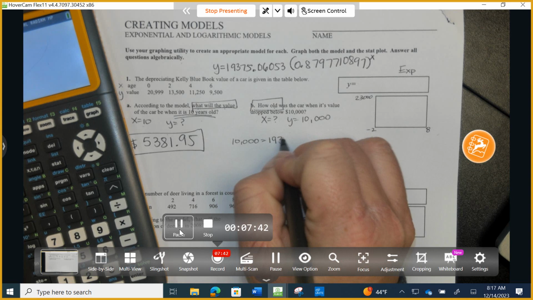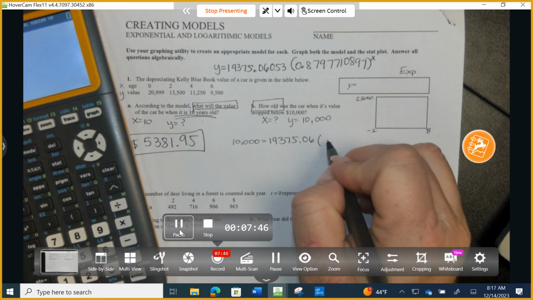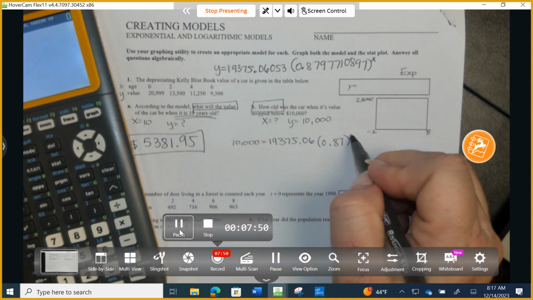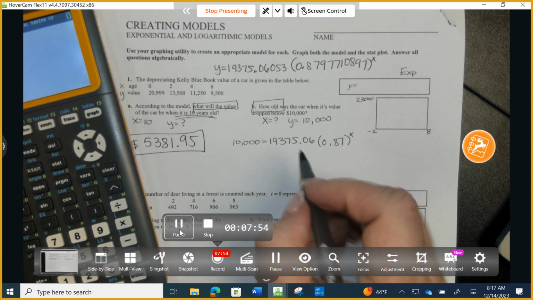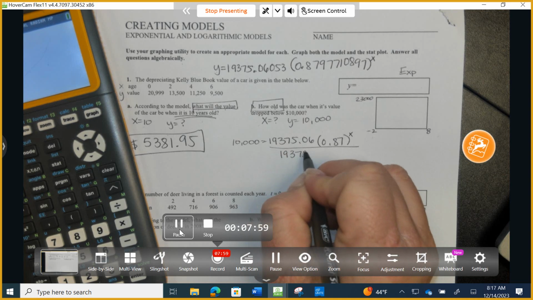So I have 19,375, maybe I'll go 2 places, 0.06 times 0.87. And I want to raise that to the x. I want to know what x is. So when I'm solving for x, the very first step will be to divide by 19,375.